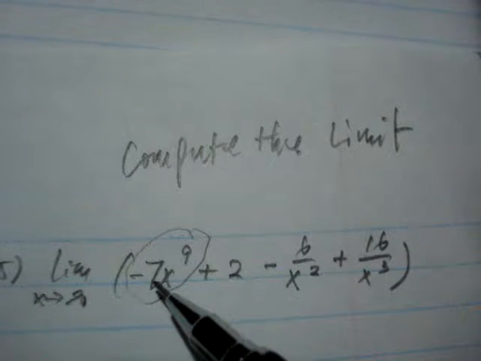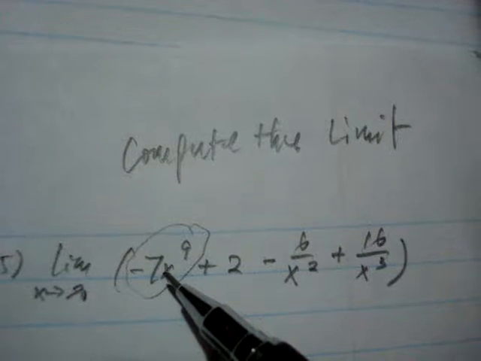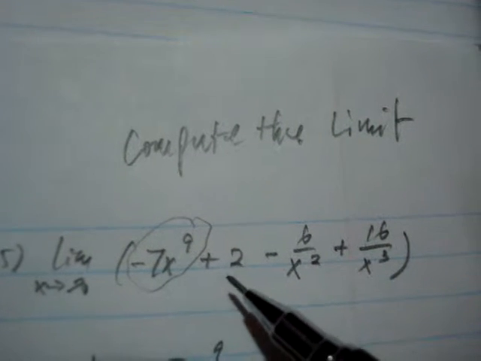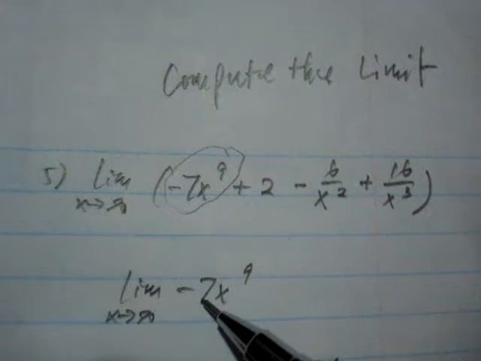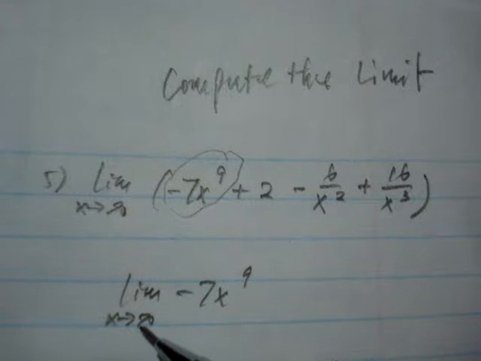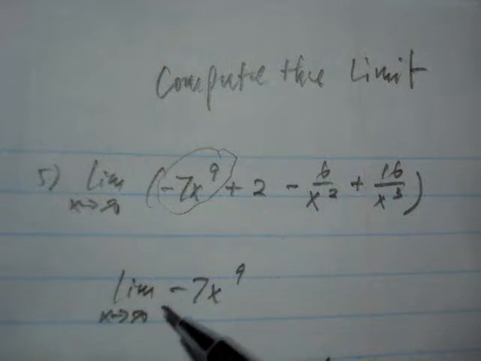So once you identify the highest degree for this polynomial, the next thing you need to do is take the limit out of it. And for the rest of this right here, you can just ignore it. So take the limit of negative 7x to the ninth as x approaches positive infinity.